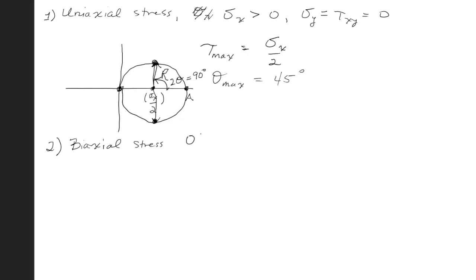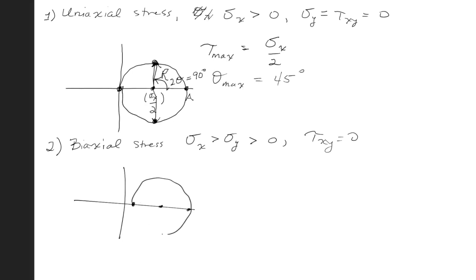In this case, let's assume sigma x is greater than sigma y is greater than 0. And then because it's biaxial stress, tau xy we know is 0. So now this circle looks very much like the previous circle, except now it's shifted to the right. So there's our circle. And then again, tau max is nothing more than sigma x minus sigma y over 2. And it again occurs at 45 degrees.